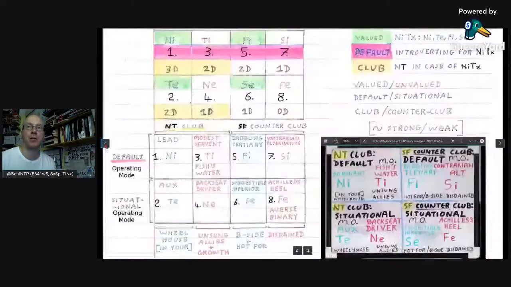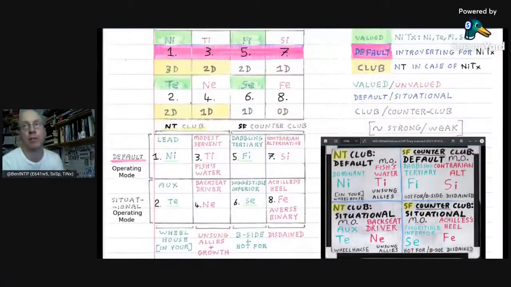But getting back to this. So FE being the weakest function, if we look here, none. Doesn't tick any boxes. With it being an introvert, it's not an introverting function. It's not a club function. It's not part of the NT preference. And it's not valued. It has nothing going for it in that respect. At least FI, if you compare, is valued and it's a default function. It's an introverting function. And at least SI is a default function.